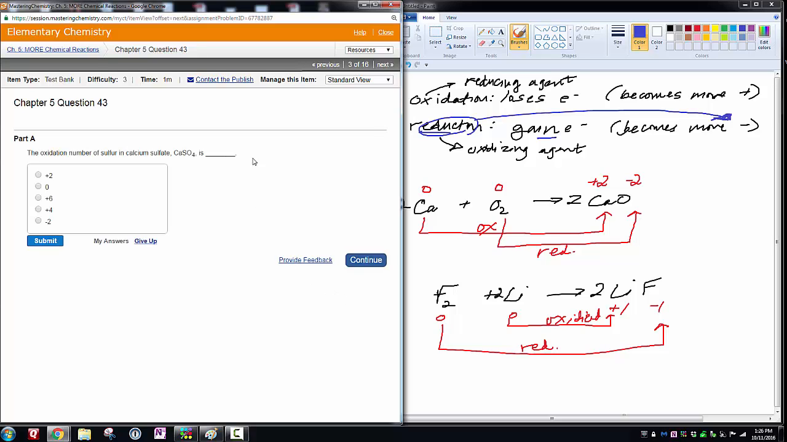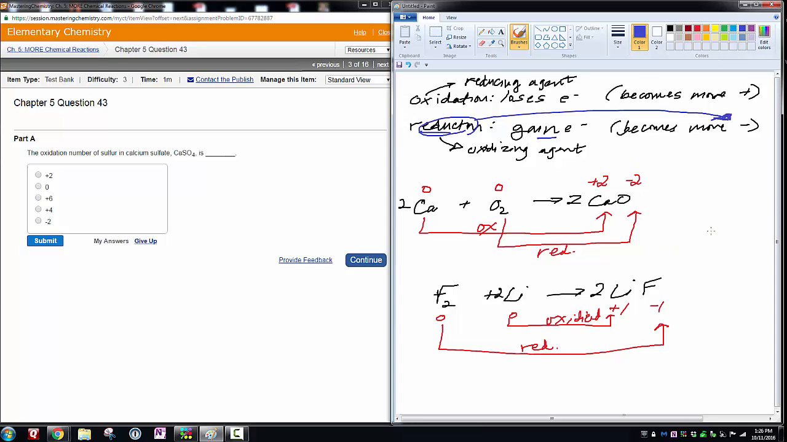Okay, what is the oxidation number on sulfur in calcium sulfate, CaSO4? The earlier examples were pretty straightforward because we were making ionic compounds, and the rules for oxidation numbers have to do with this: if I'm neutral, it's 0, and if I'm an ionic compound, I can look at the charge of the ion.